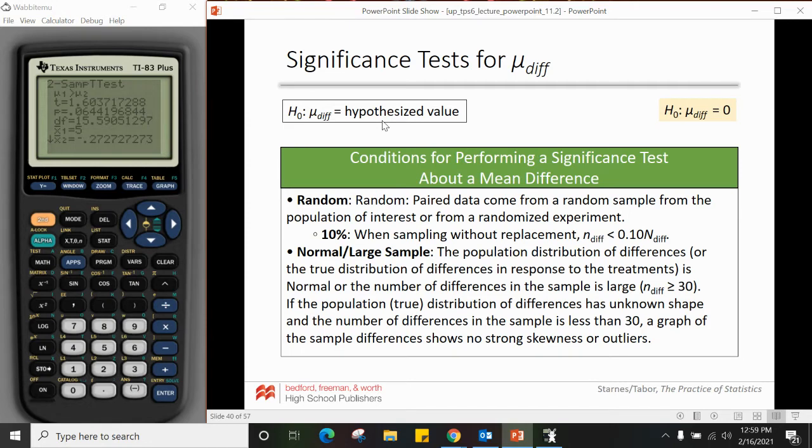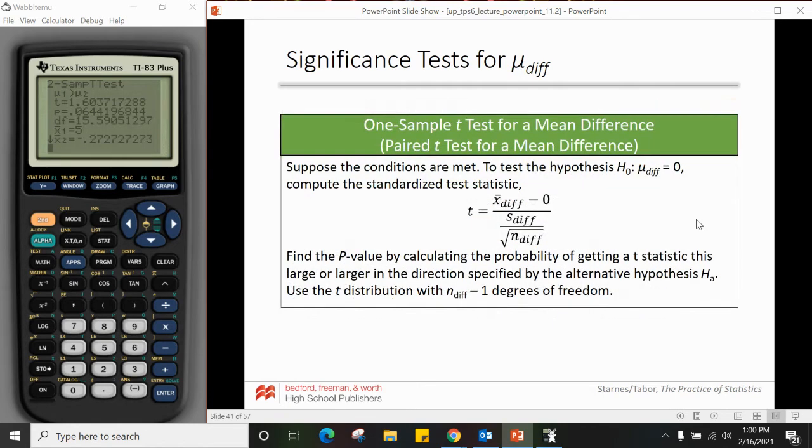The random, 10%, and large sample conditions: this is why this test looks a lot more like a one sample than a two sample, because you're doing everything based on the difference in the means. So for our 10% condition, there's only one to check. The large counts, there's only one to check. The randomness is just paired data. That's the big difference. The paired data comes from a random sample from the population of interest. And the three ways to get normal, such as large counts, are the same as they always have been.